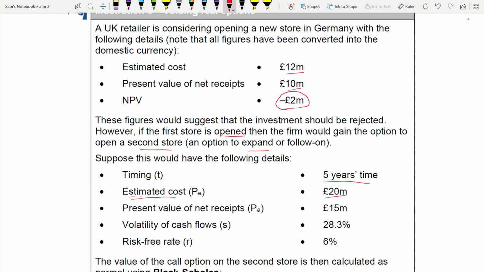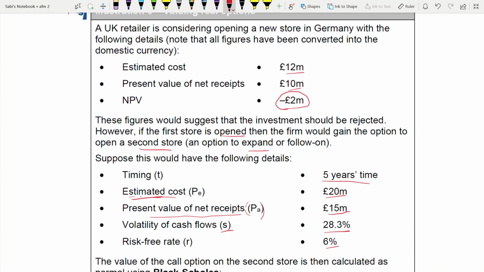Present value of net receipt, you will see things like this. Sometimes they might not even write this, whether it's P or PA. You need to understand from the passage. Estimated cost means exercise price. Present value of net receipt means price of the underlying asset, which is 15 million. Volatility of the cash flow, that is standard deviation 28.3%, risk-free rate is 6%.